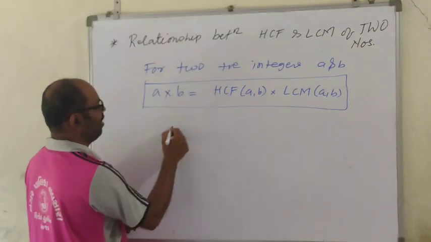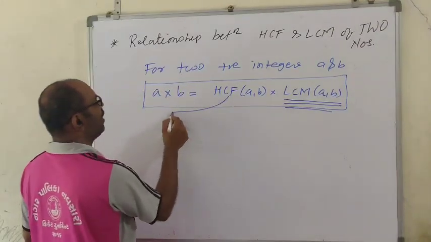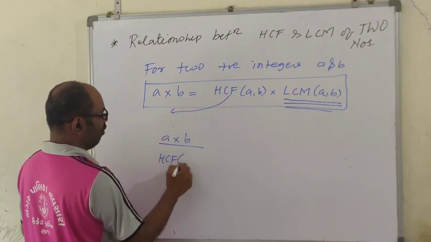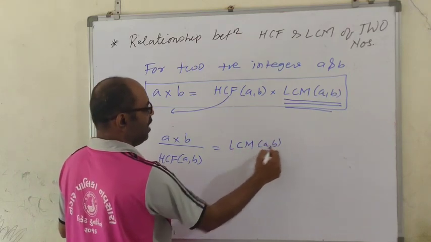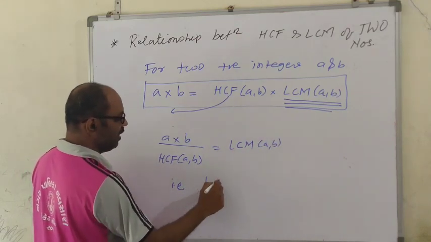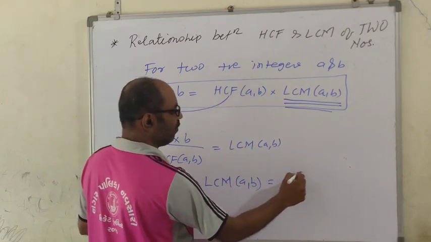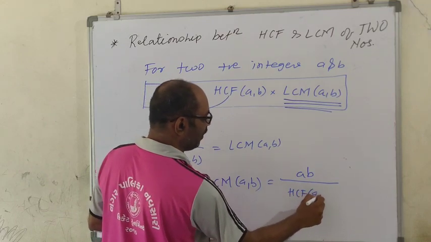You can find LCM. Make LCM the subject of the formula. Okay. This will go down. Correct? A into B upon HCF of A, B is equal to LCM of A, B. That is, LCM of two numbers A and B is equal to A into B upon HCF of A, B.